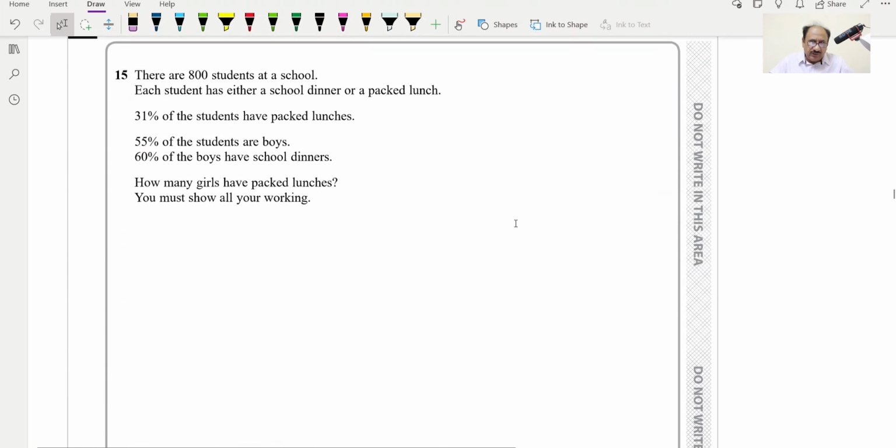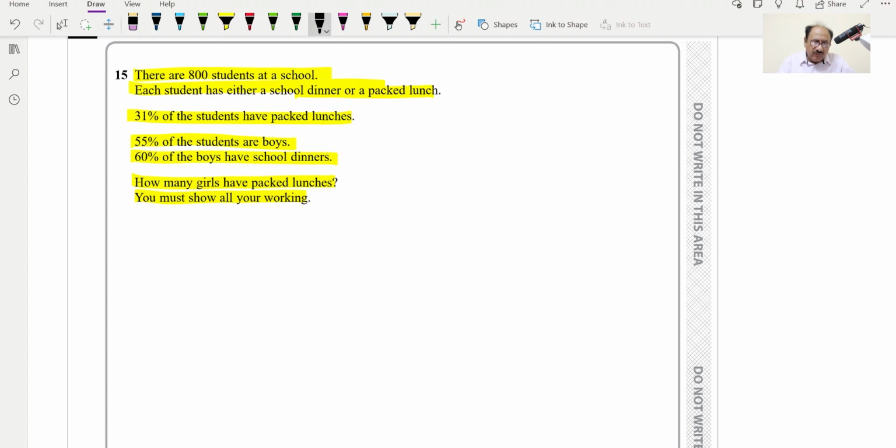Next, question number 15. We can go through 15. There are 800 students at the school. Each student has either a school dinner or a packed lunch. So 31% of students have packed lunches, and 55% of the students are boys. 60% of the boys have school dinners. The question is how many girls have packed lunches, and you must show all your working.